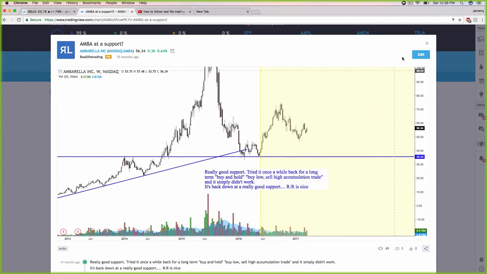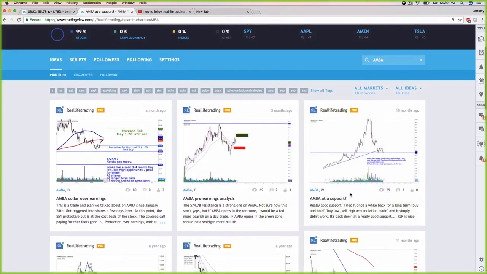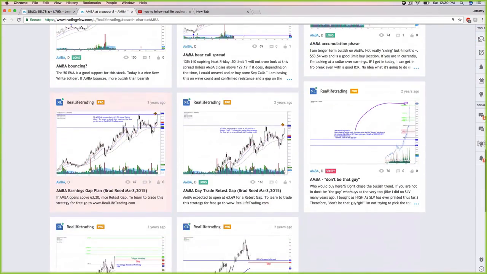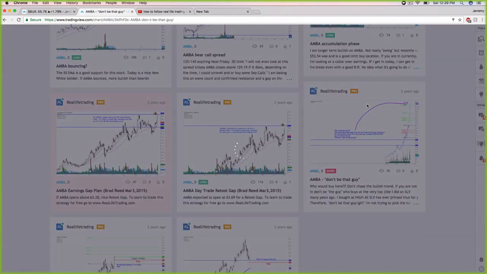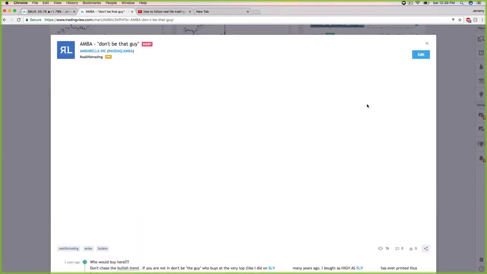Here's another one. This one I'm honestly just showing to brag a little bit. AMBA 2 years ago was in a bubble, and I titled this one, "Don't Be That Guy." So the question was, who would buy here? And remember, back in class 1, I talked about my silver example and how I bought at the very, very top.